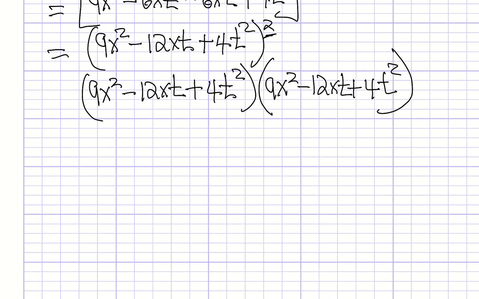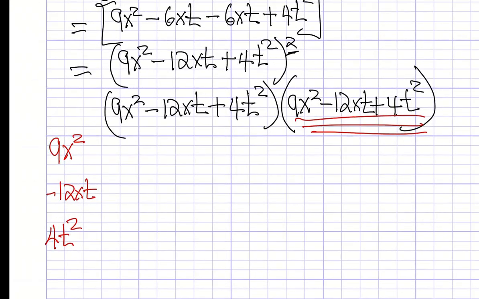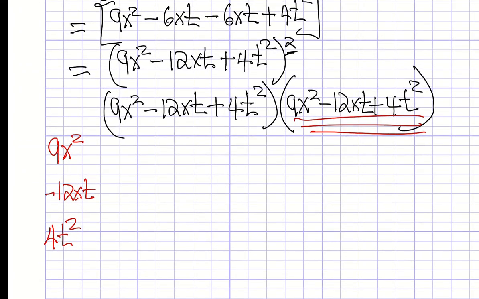Basically, we're going to use 9x squared to multiply this side, and then we'll come back and use negative 12xt. We'll multiply it again. Then we'll come back and use 4t squared. We'll multiply it again, and then we'll add the result. So let's go. 9x squared times 9x squared. What do you get? Remember we did it before. We don't want to copy what we did before. Let's not get lazy. Let's do it.